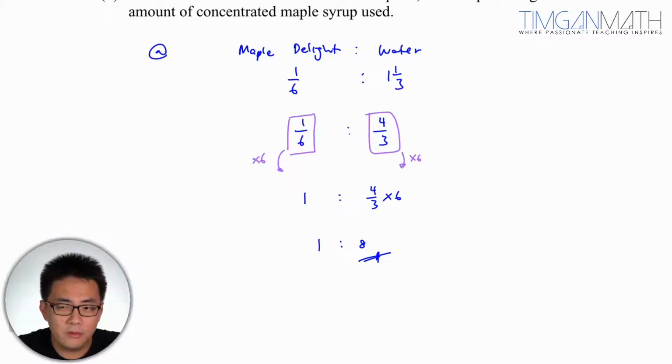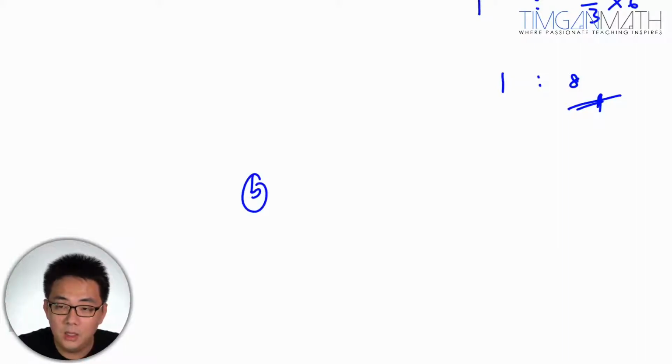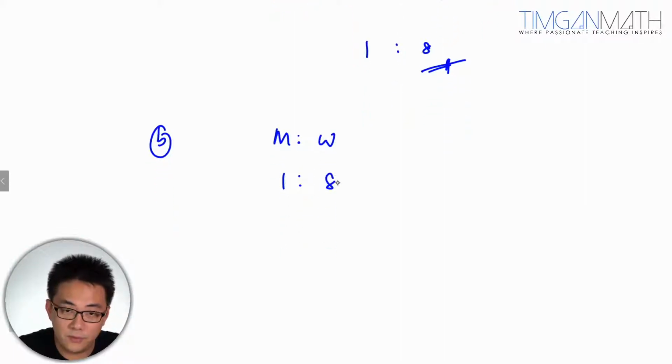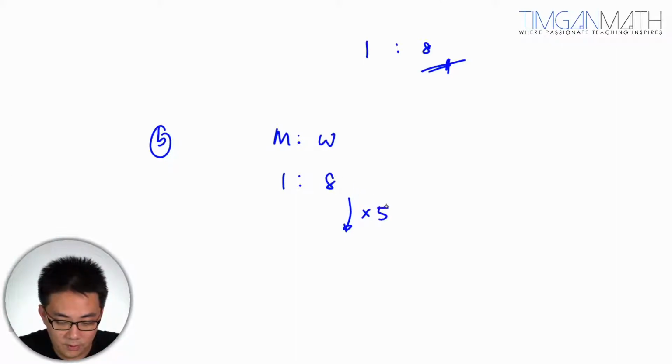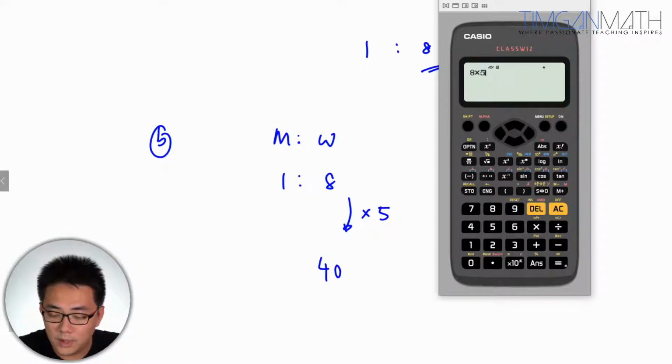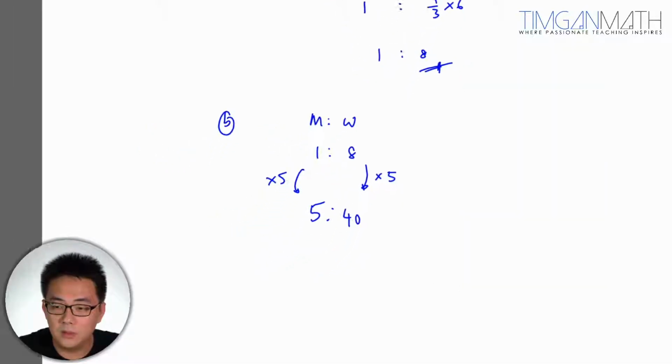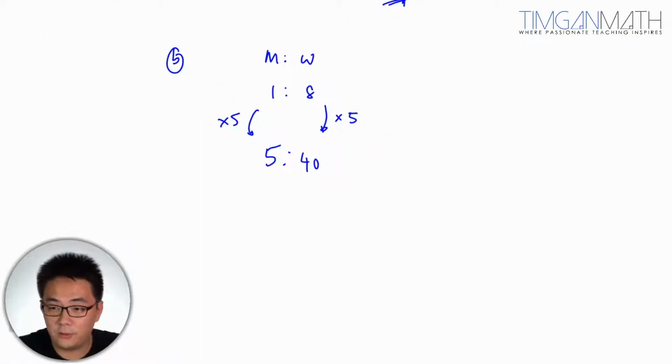And for part B, if the volume of the water increased to 40 parts, find the percentage increase in the amount of concentrated maple syrup. Interesting. So for B, we are told that this becomes 40 parts, so we know that maple syrup to water is 1 to 8. If this becomes 40, we need to multiply it by 5. 8 times 5 will be 40. This is direct proportion, so this will be 5. So basically, this is 5 to 40.